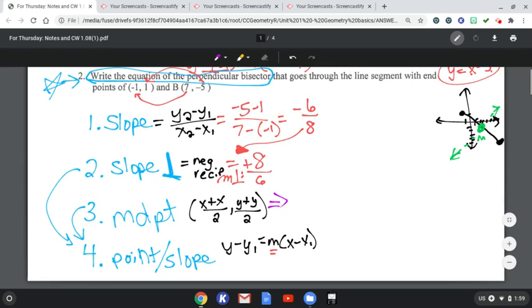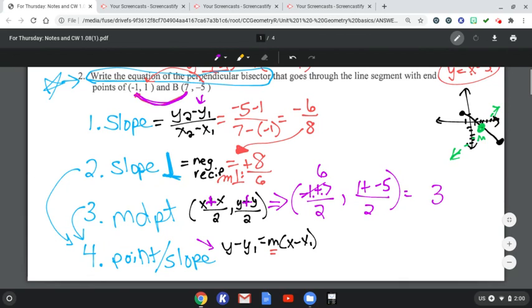So to find the midpoint, we're going to add our x's, -1 plus 7 divided by 2. So again, -1 and 7 are the x values. And the y values are 1 plus -5. So again, with these formulas, slope formula has a lot of subtracting, same with point slope, but our midpoint formula has adding. Okay, so -1 plus 7 is 6 divided by 2 will give you 3 for that x value. And 1 plus -5 gives us -4 divided by 2 is -2 for the y value. So that becomes my xm, ym values.